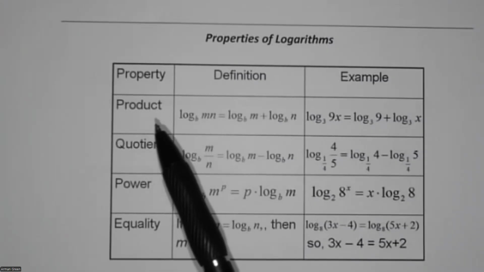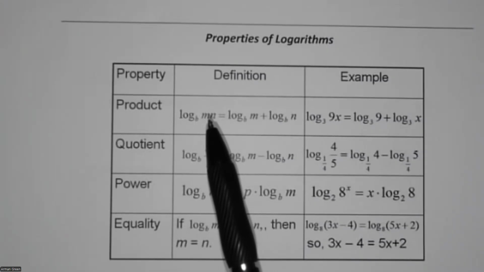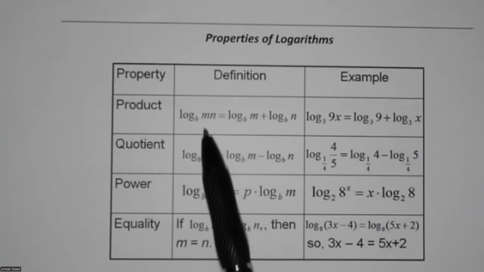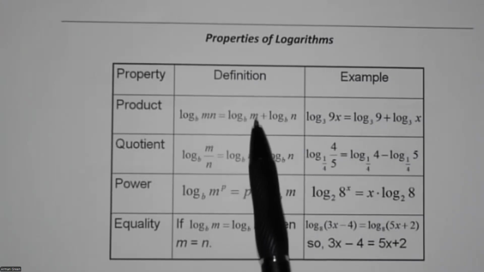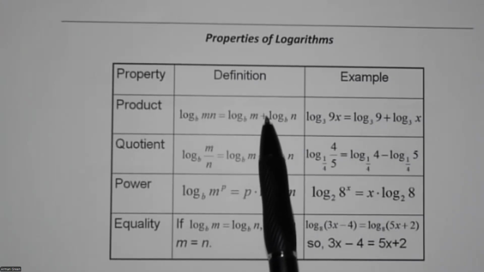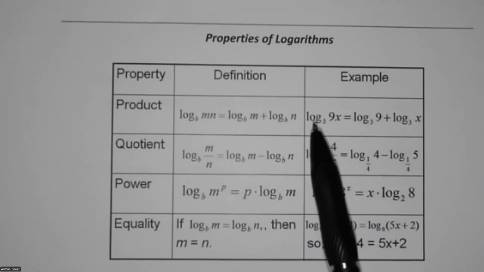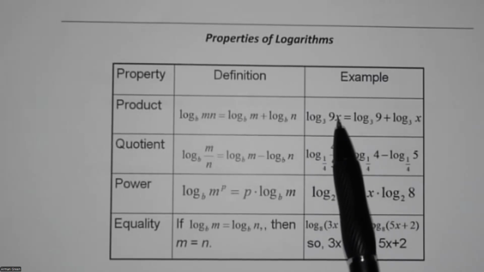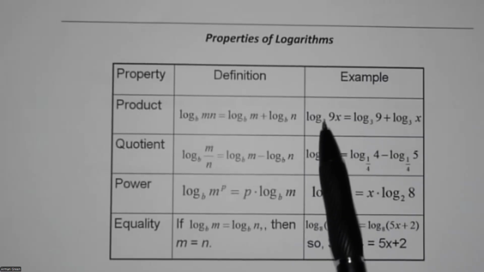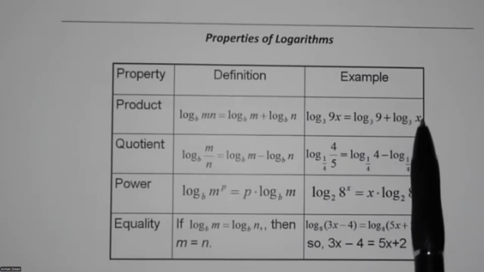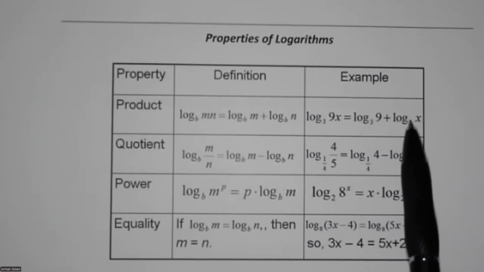Basically, if you are multiplying two things inside of a logarithm, you can split it up into two parts. You can split this logarithm up into two, and in the middle we're going to add those together. As an example, if we have the log of, let's say, 9 times x, you can break this up as the log of 9 plus the log of x. So I split it up into two parts.